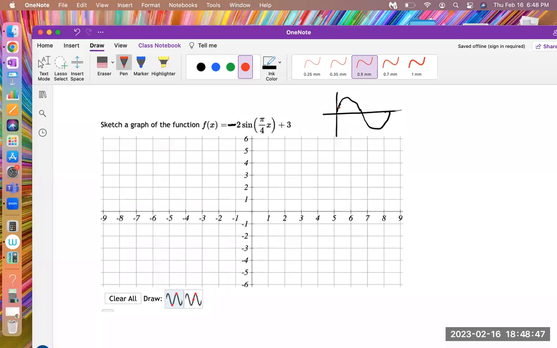So that means it's going to look like this, and then like that, so that what used to be a hill is now going to look like a valley, and what used to be your valley is now going to be a hill. So that's what this negative sign in front is going to do to our graph.